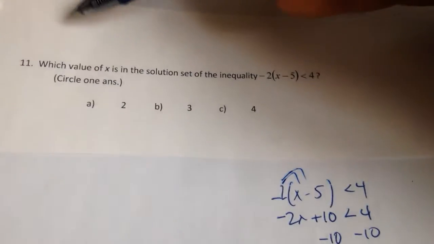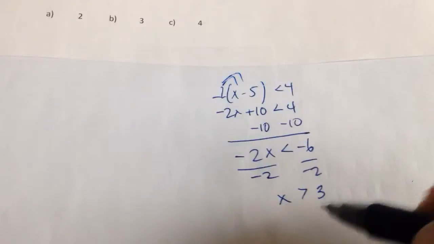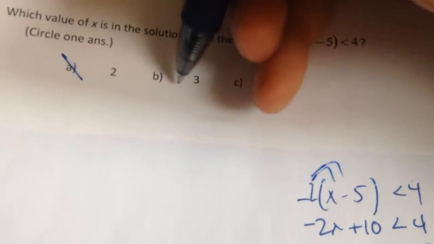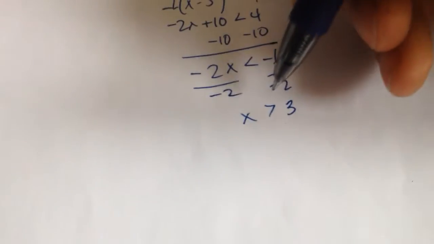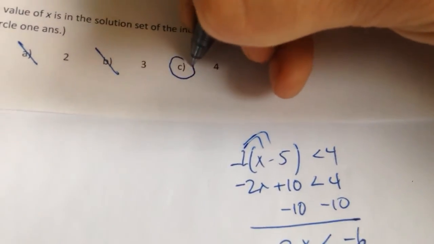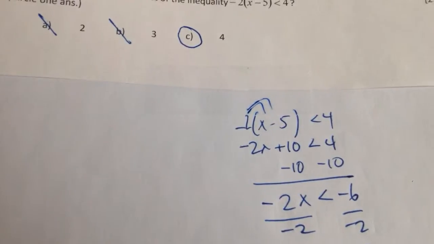Now in this case, they want to know what value of x is in the solution set. So if x has to be greater than 3, it can't be 2, and it can't be 3. It has to be greater than 3. The first number that is greater than 3, or excuse me, the first integer is 4.